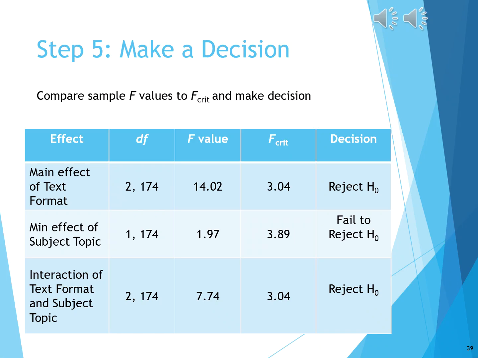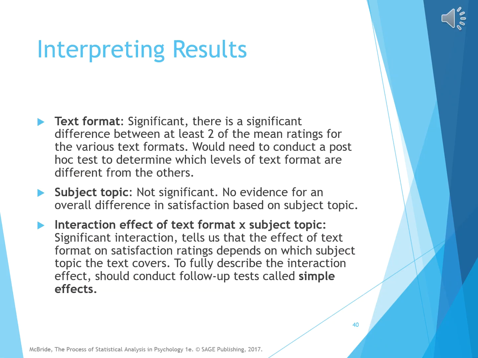Well, we've got an observed F value of 7.74, and again, the F crit is going to be equal to 3.04. Well, 7.74 is definitely more extreme. We would lie in the critical region, and therefore we reject the null hypothesis. The null hypothesis in this case is just that there is no interaction effect, but in fact we did find an interaction effect. So let's talk about this in terms of plain English.